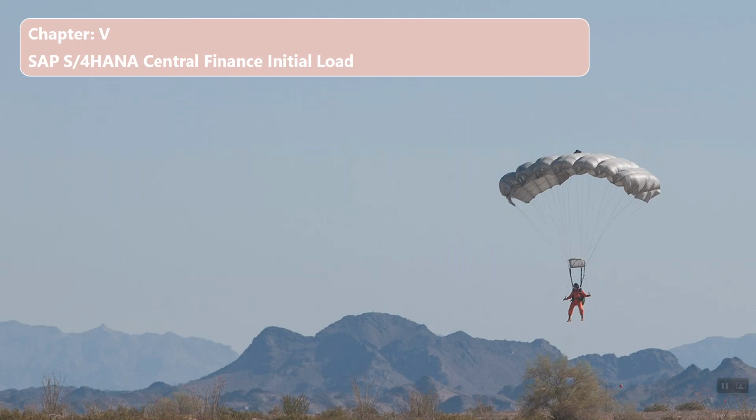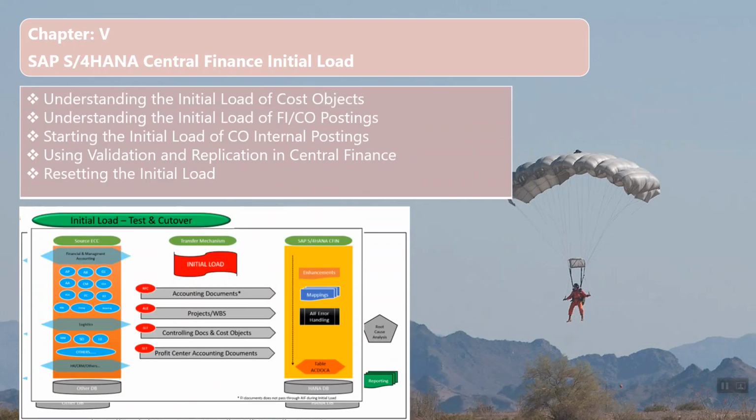Okay, another chapter is central finance initial load. Here you will learn how initial load works and what kinds of initial loads there are: CO initial load, FI initial load, and orders initial load, and replications, and how to reset the initial load, how the empty initial load and delta initial load work. Those topics you will get to know during this chapter explanation and real-time scenarios.